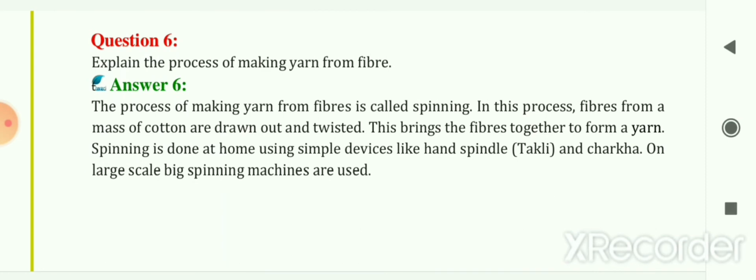The next question, explain the process of making yarn from fiber. So the process of making yarn from fibers is called spinning. And in this process, fibers from a mass of cotton are drawn out and twisted. This brings the fibers together to form a yarn. Spinning is done at home using simple devices like hand spindle, or you can say takli, and charkha. On a large scale, big spinning machines are used. So this is the process of making yarn from fiber called spinning.